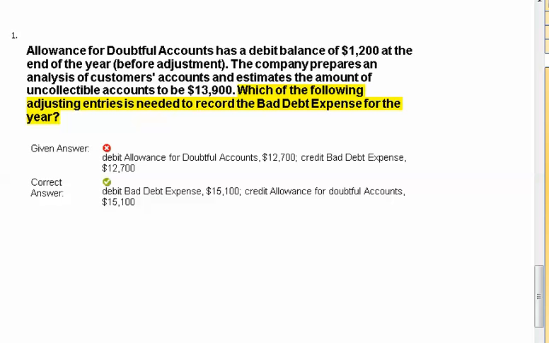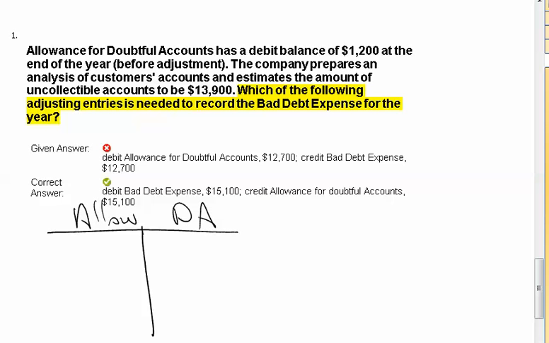In this case, I'm going to draw a T account here for us, for the allowance for doubtful accounts, which is a contra asset account. The accounts receivable is an asset account. The allowance for doubtful accounts is a contra asset. It contradicts the norm, so it has a normal credit balance. In this case, it says it has a debit balance of $1,200. So that's the current balance of it.